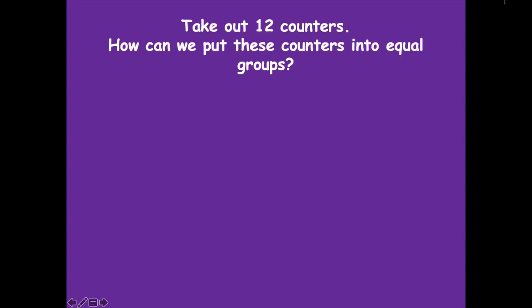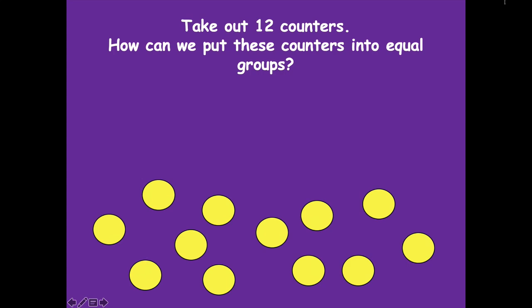All right, so let's take out 12 counters. How can we put these counters into equal groups? So there's my 12 counters. How do you put them into equal groups? Well, just like before, there's different ways, right? So think of a way. Or we could put them in groups of 2. We could put them in groups of 3. We can put them in groups of 4. You can even put them in groups of 6, right?